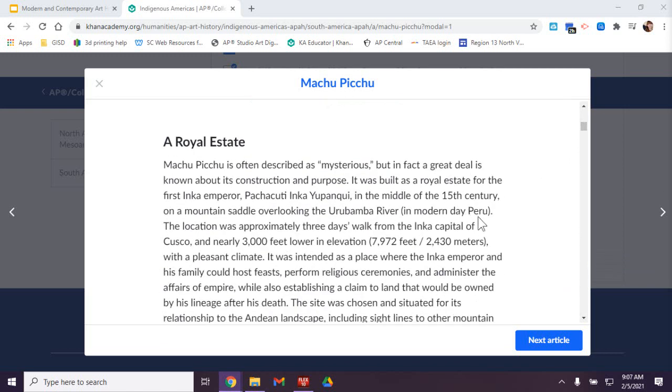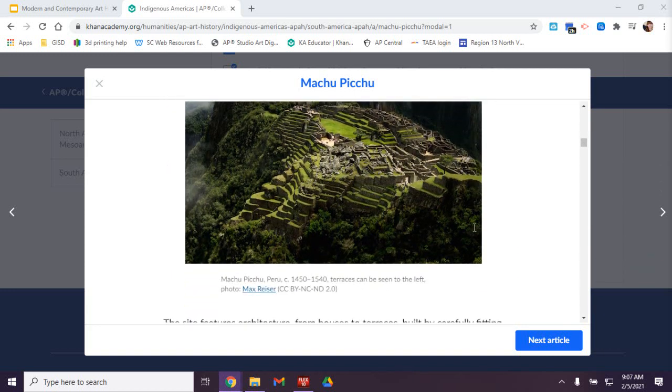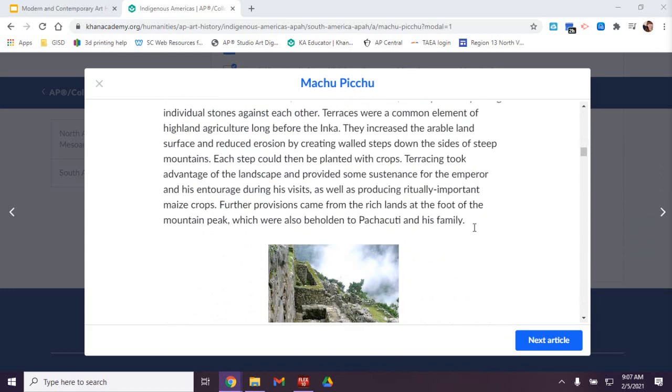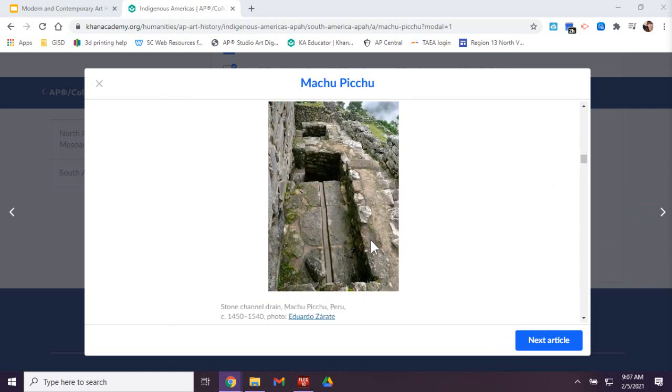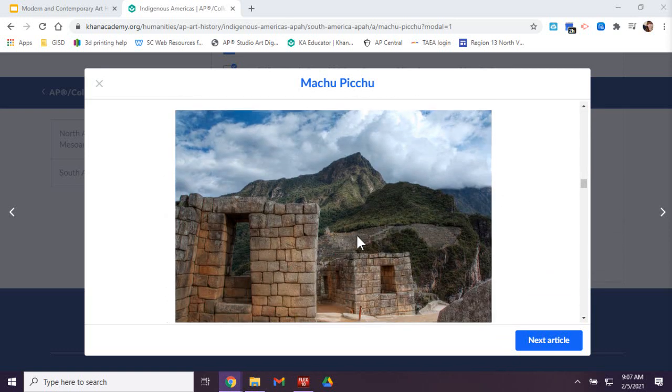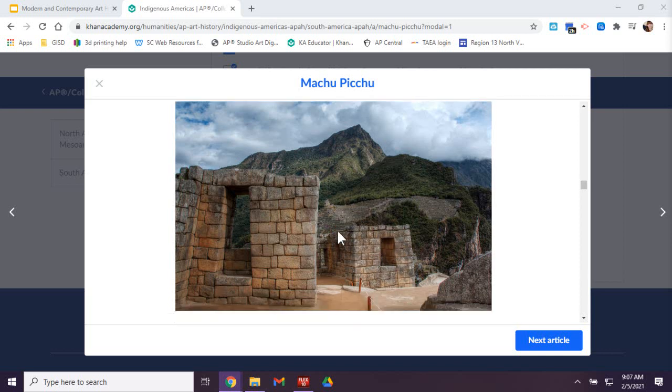The materials and techniques. The materials that were used at Machu Picchu were predominantly stones that were cut to fit together. So you can see how close everything is fitting together. And all of the windows, instead of being this rectangular shape like we're used to seeing, were trapezoidal. So you can see them here with the smaller top and the larger bottom and slightly slanted sides.